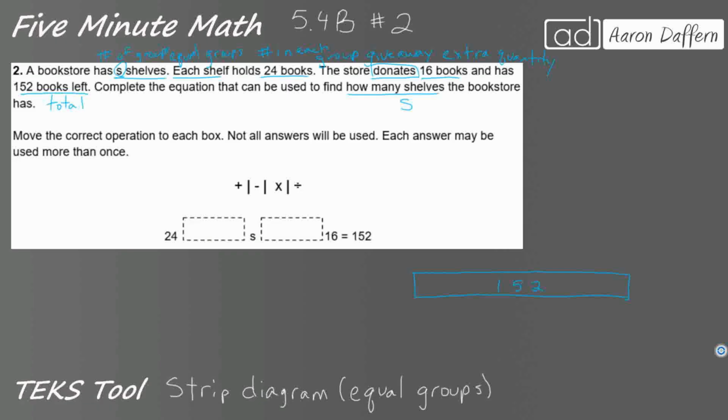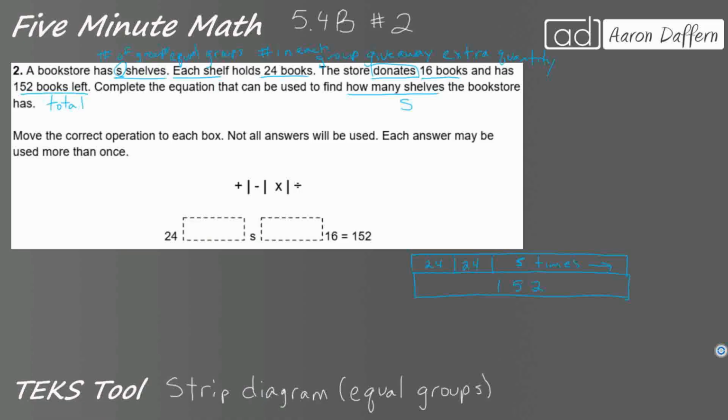So we've got S shelves. That's the number of groups. I don't know how many groups there are, but I do know that there are sets of 24. So what I'm going to do is draw this right here, and this is going to be the number of groups. I'm just going to draw it like this, and then like this, and then I'm going to write S times. That's going to be an S, not a 5, right? They look kind of similar. I know that I've got sets of 24. I just don't know how many sets of 24 I have.